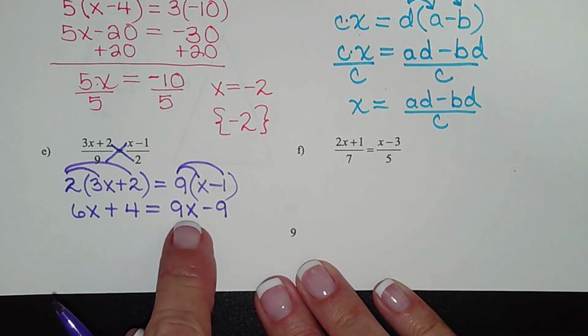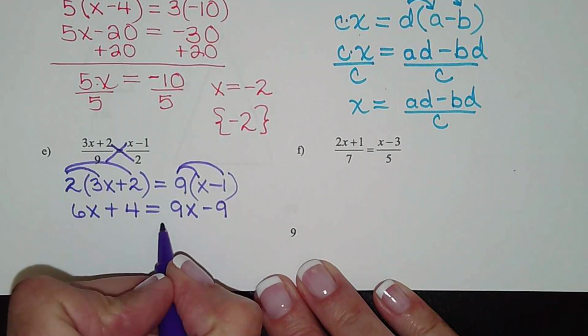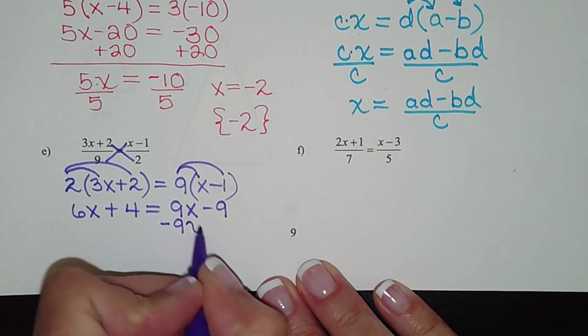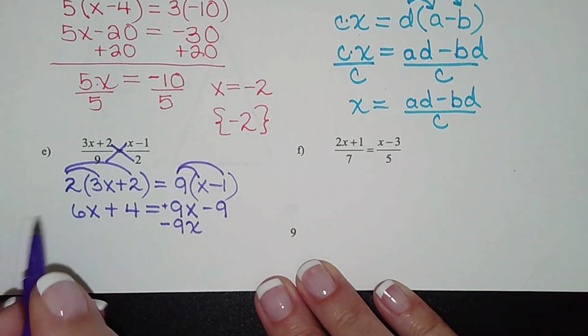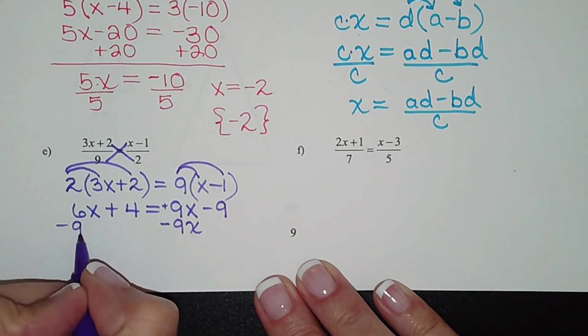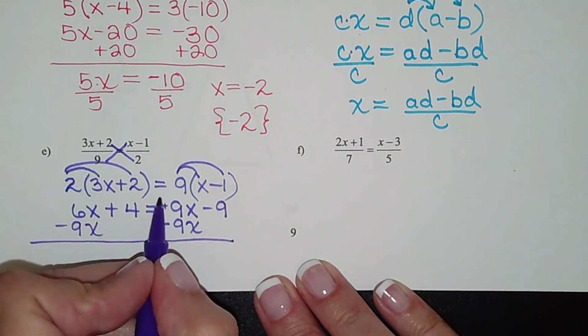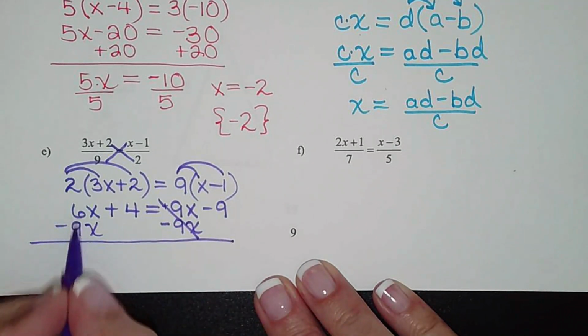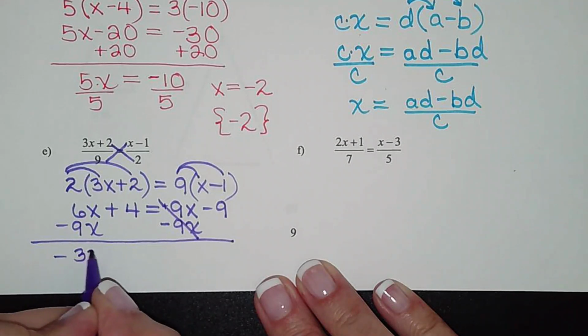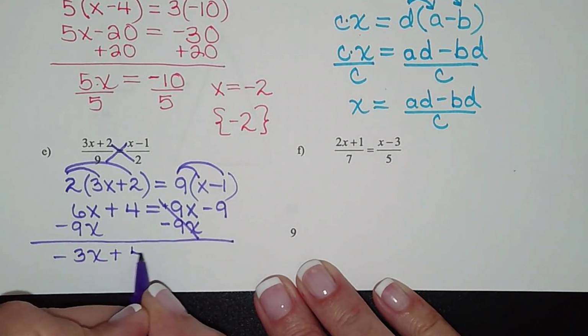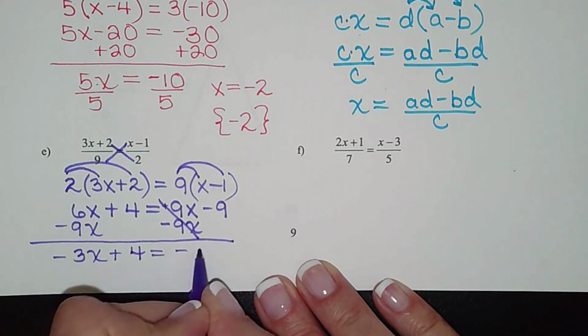And next we need all of our x's on the left side. So I do the opposite. This one has no sign, so it's positive 9x, so I subtract 9x. Gone. 6 minus 9, negative 3x. The signs are different, so subtract and keep the sign of the larger.